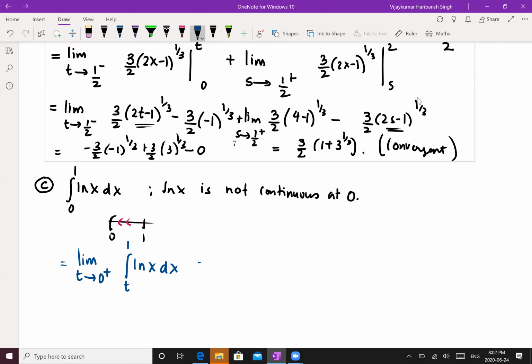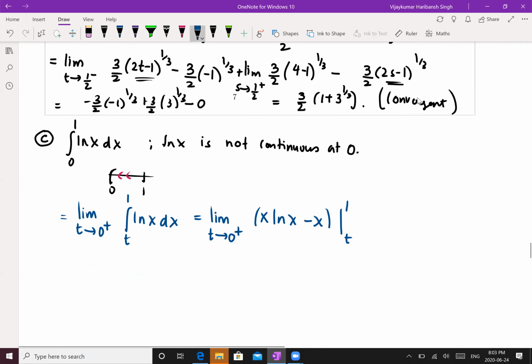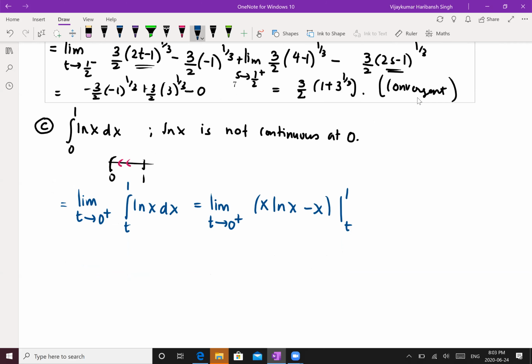Now, if you recall, or if you apply integration by parts, you will see that this integral is going to be x ln x minus x, from t to 1. So you can do that by parts. And this is going to be the limit as t goes to 0 plus. Now time to put the limits. So when you put t, you get t ln t minus t. And then when you put 1, you get minus 1 ln 1, which is 0, plus 1.